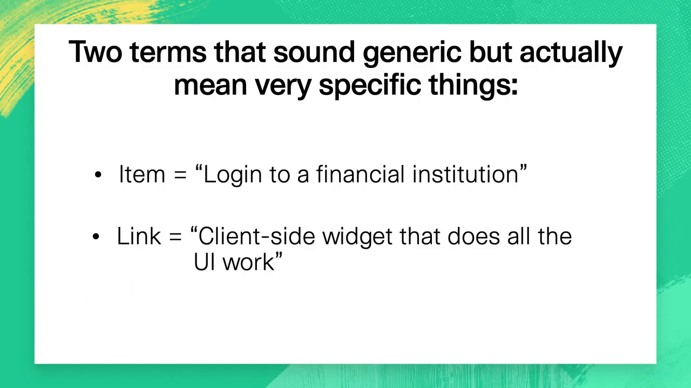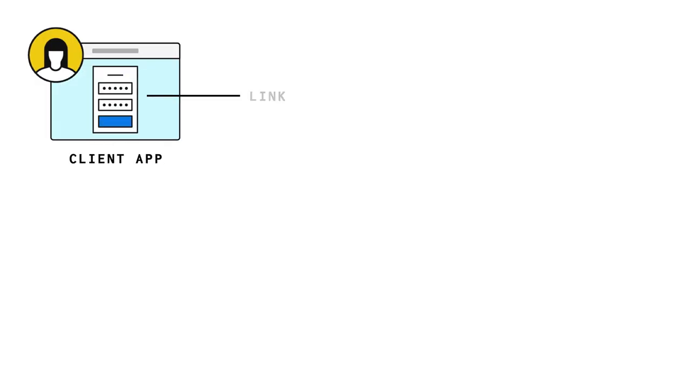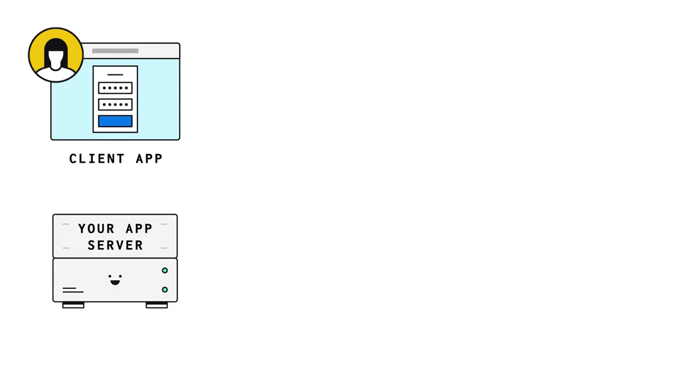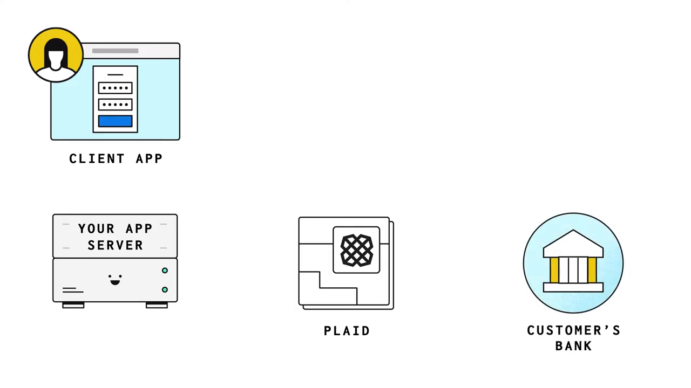So with that, let's talk about what happens when a user authorizes Plaid to retrieve their information from a financial institution, because there's a lot of moving parts here. First, you have your client application, maybe on a mobile device or on the web. Inside of there is Link, the client-side widget that does a lot of the heavy lifting around the UI. Then you've got your application server that's sitting up in the cloud somewhere. And then there's Plaid service. And finally, there's the financial institution you're trying to connect to.